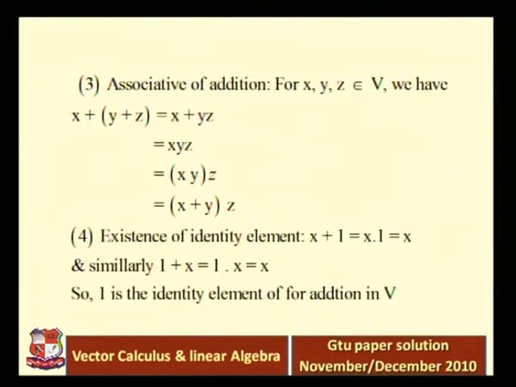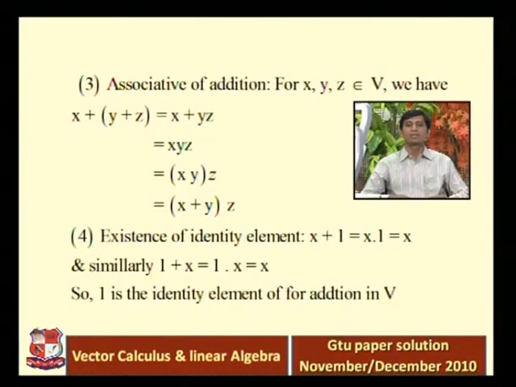Okay. Next, the third condition, associativity of addition. For x, y, z belonging to V, what we have to prove is x plus (y plus z) is equal to (x plus y) plus z. So x plus (y plus z) can be written as x plus y into z, since y plus z is y into z. Now x is a positive real number, y into z is also a positive real number, so using the definition of addition, x plus y into z can be written as x into y into z. Now x into y into z can be written as (x into y) into z, and x into y can be written as x plus y, so (x plus y) into z, and that is equal to (x plus y) plus z.